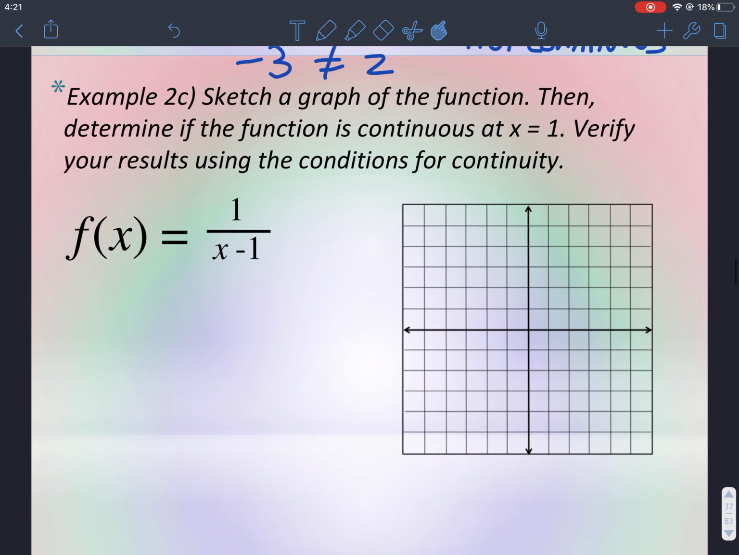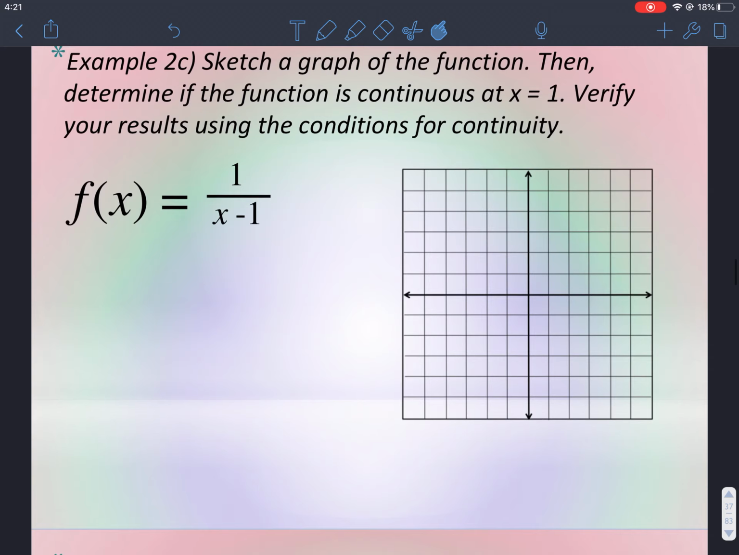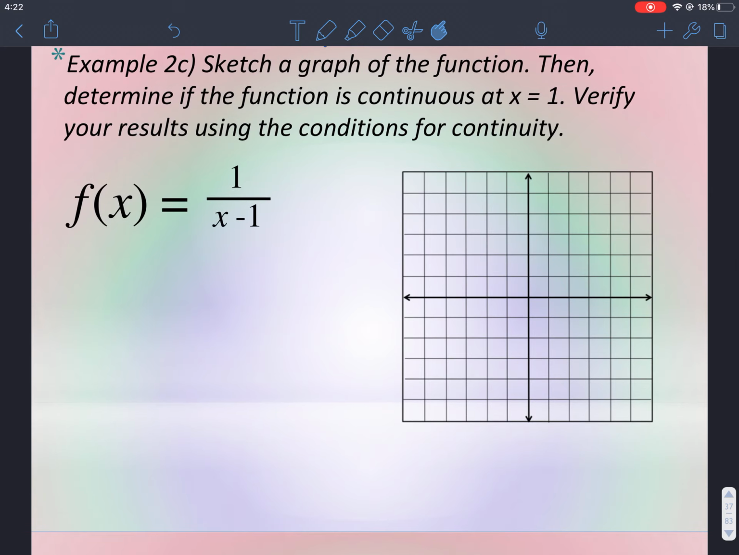Let's try another. Sketch a graph of the function. Then determine if the function is continuous at x equals negative 1. Verify your results using conditions for continuity. At this point, I would like you to pause the video, see if you can graph the function, and determine whether or not it is continuous at x equals 1.